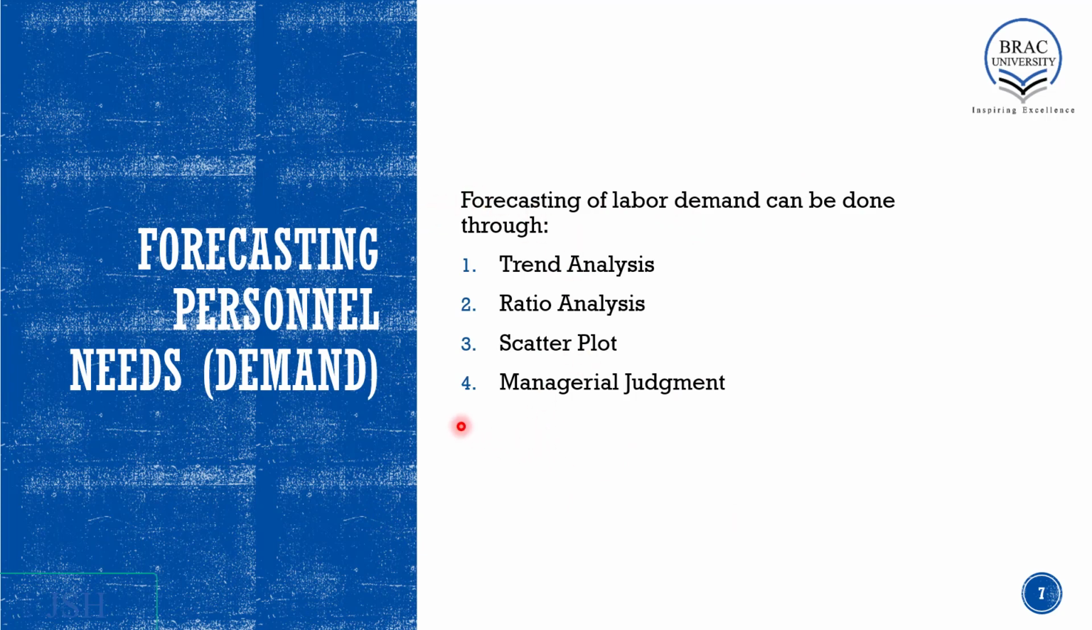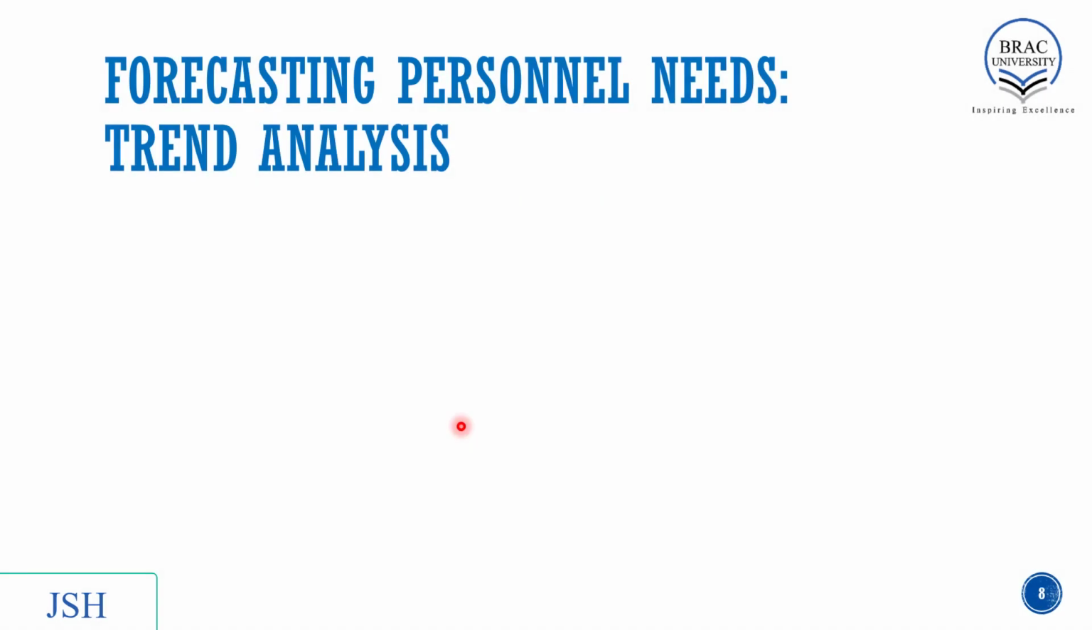We do not have to look at the other options because when you will be doing your Fin 301 course, you will become the master of all of these concepts. You are going to learn very well how to do ratio analysis and how to do scatter plot. So I'm not going to focus on these issues right now. So let's move on to trend analysis. How can we forecast our demand for candidates or personnel needs by using trend analysis? Again, it is very easy and very simple to understand. So let's look at the formal definition first.